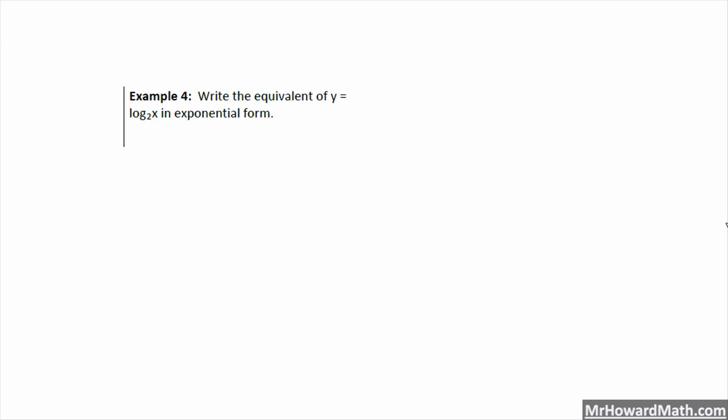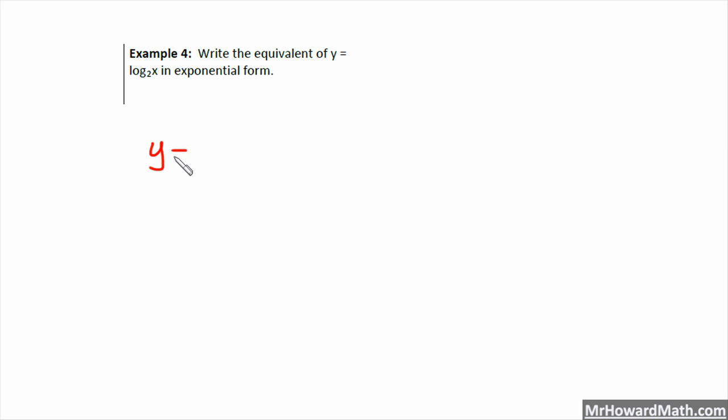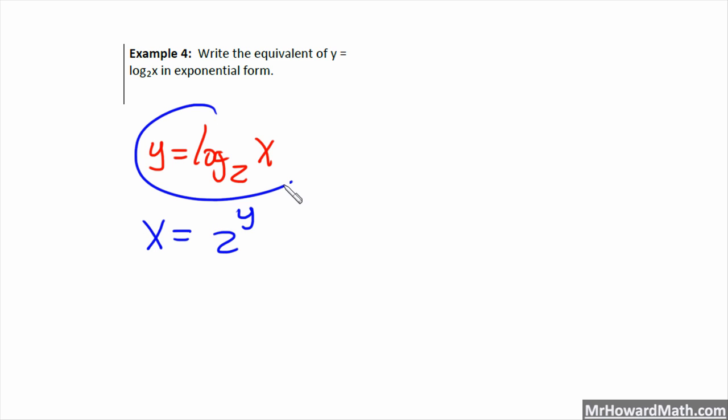All right, let's look at example 4. Write the equivalent of y equals log base 2 of x in exponential form. Same thing. We'll put our equal sign here. The base is the base, and everything else crosses. So the y comes to this side and the x goes to this side. So x equals 2 to the y is equivalent to y equals log base 2 of x. We can check it with our loop rule here. 2 to the y is supposed to be x. 2 to the y equals x.